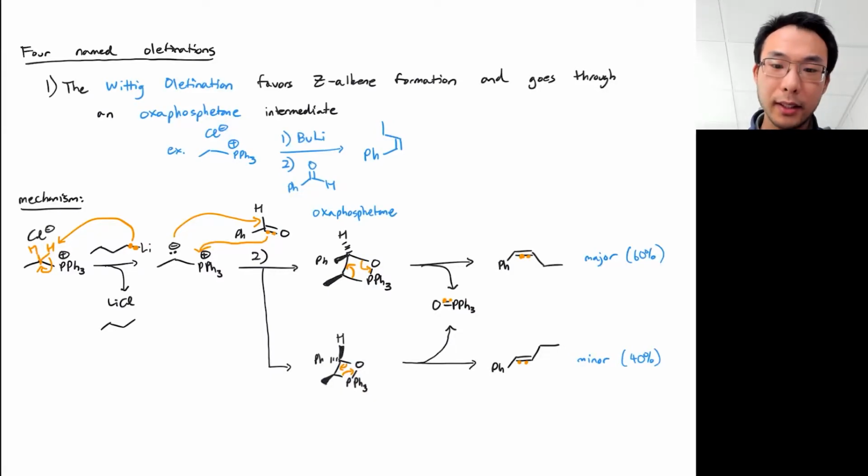Taking a step back, a question that should be lingering is, why is the Z-alkene the major product when usually Z-alkenes have a little bit more steric energy, right? Because now we have the 2 larger groups on the same side of the alkene.